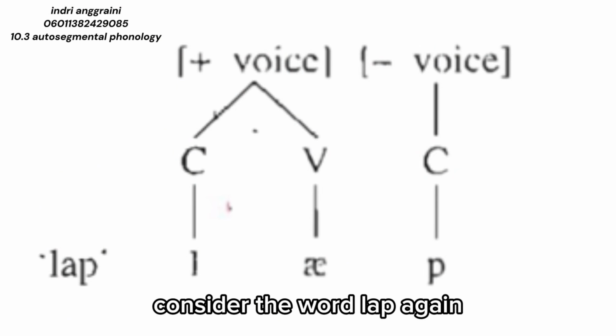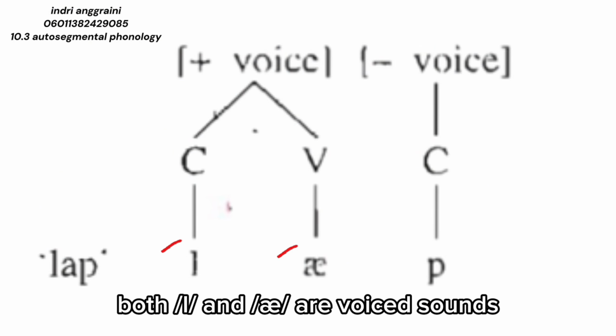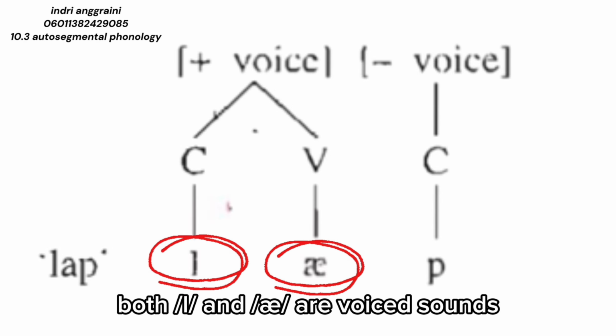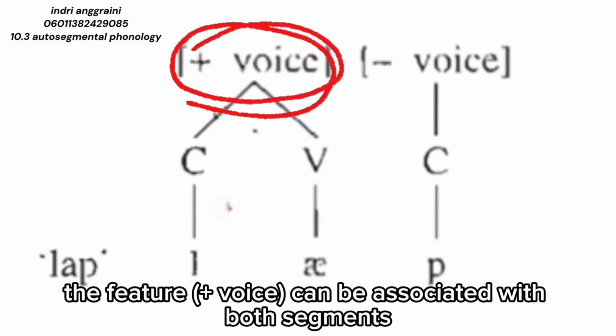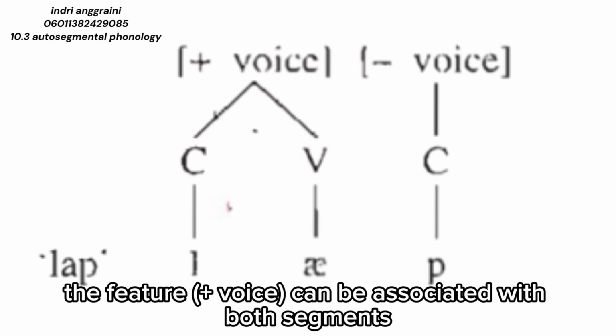Consider the word lap again. Both L and A are voiced sounds. Because of this, the feature plus voice can be associated with both segments.